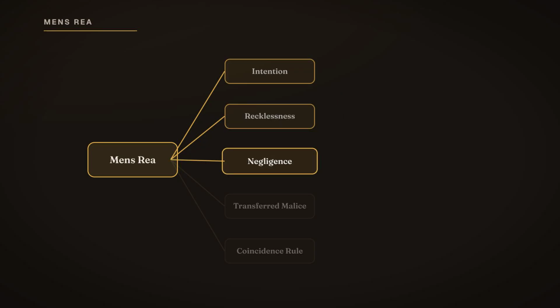Negligence in criminal law means D's conduct falls below the standard of the reasonable person. Unlike recklessness, it is entirely objective. We ask what D should have foreseen, not what they actually foresaw. Negligence as a standalone mens rea is rare in criminal law. It is more at home in tort.